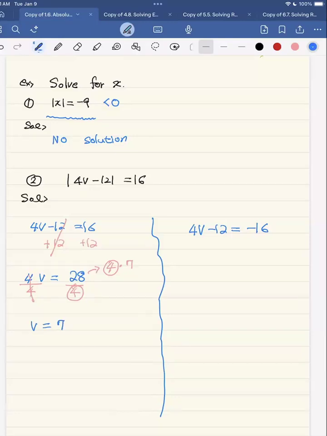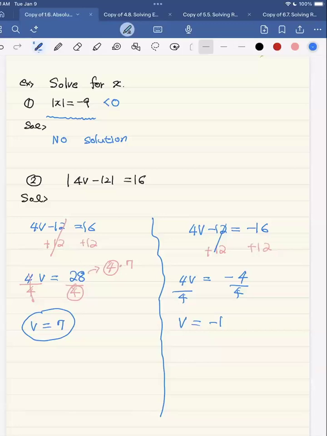On the right side, the equation is 4v minus 12 equals minus 16. To eliminate minus 12, we add 12 on both sides. Then the left side will remain with 4v, and the right side will be minus 4. And we divide by 4 on both sides, then v equals minus 1. So we have two solutions for this.